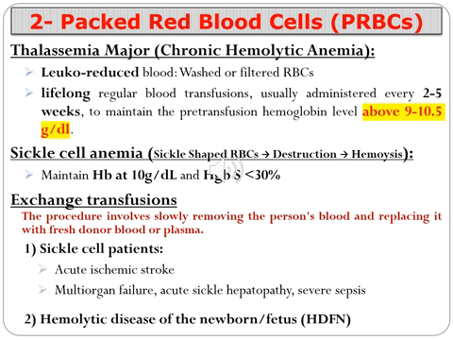In this slide, we will discuss using packed RBCs in the management of certain common and critical chronic diseases. In thalassemia major, which is a chronic hemolytic anemia, a lifelong regular blood transfusion is required. The aim is to maintain the hemoglobin level above 9 grams per deciliter.